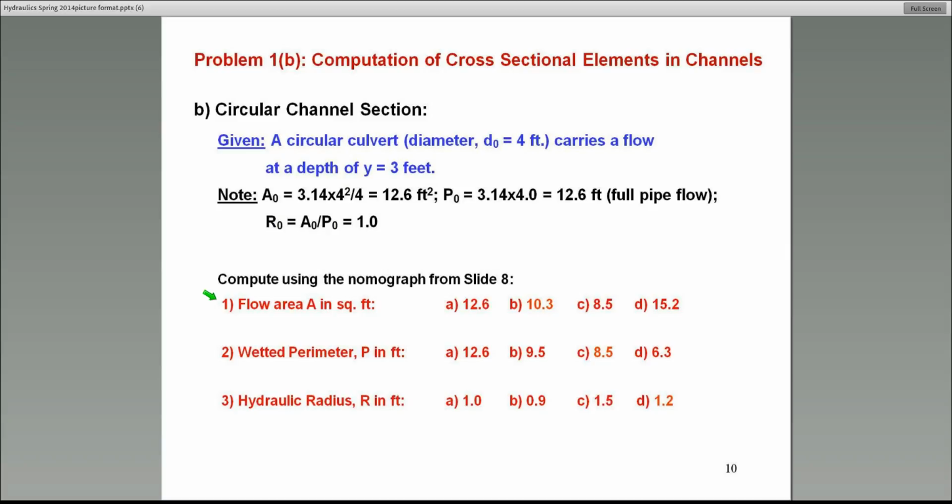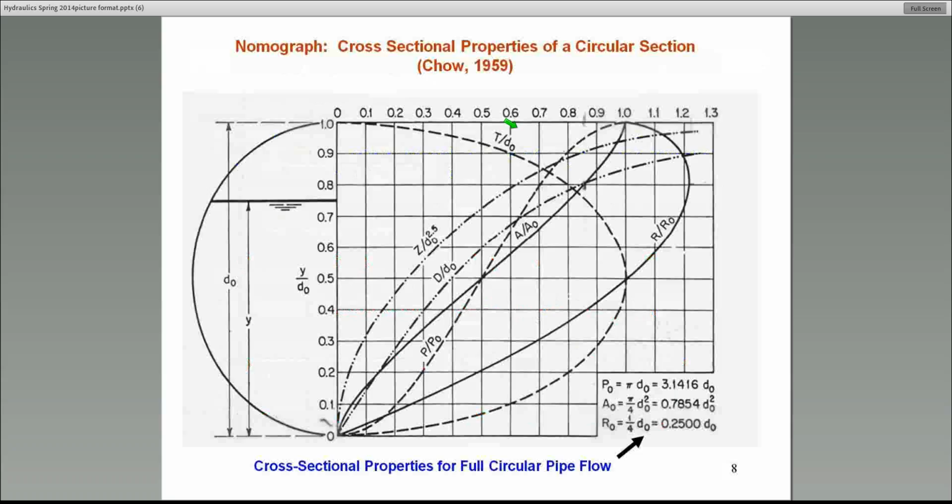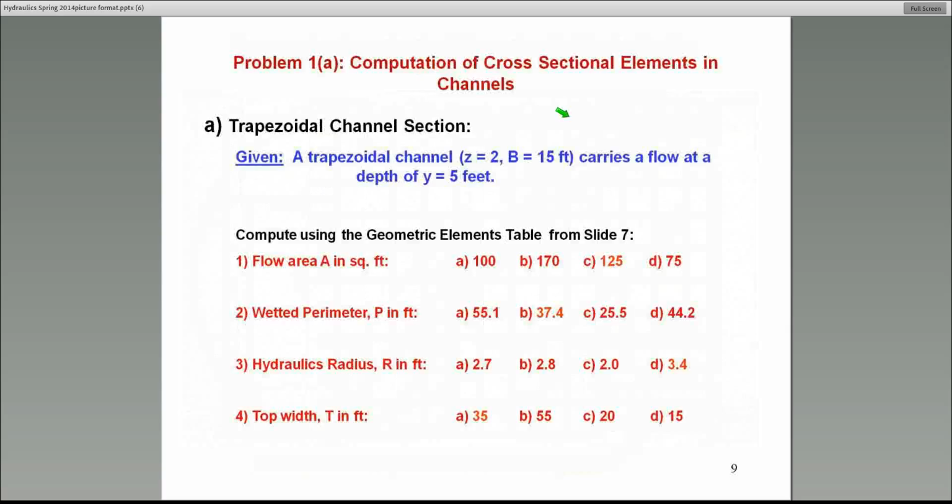Here are various alternatives. So the first thing you calculate is the ratio of y over d naught, which is the full pipe diameter, in this case 4 feet. This ratio in my example happens to be 0.75. So if you go back to the nomograph that we had, it turns out to be the same point that I was showing you earlier. We've already gone through that process: go across for the ratio of 0.75 and read where it intersects the curve labeled A over A naught. That turns out to be about 0.82, 0.81. It's a little bit approximate. You can make it more accurate if you want.